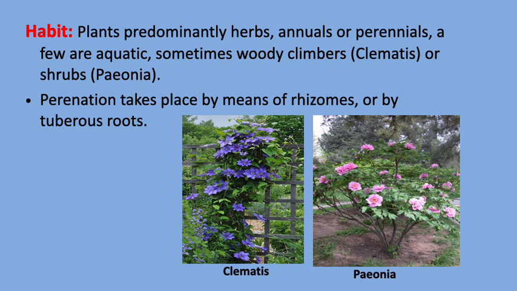First, the habit. Plants are predominantly herbs, annuals, or perennials. A few are aquatic in nature. Sometimes they are woody climbers, for example, Clematis, or they may be shrubs like Paeonia. Perennation takes place by means of rhizomes or by tuberous roots. The pictures are of Clematis and Paeonia.